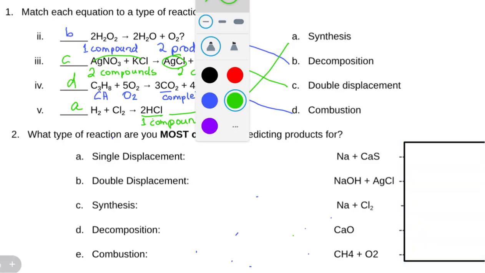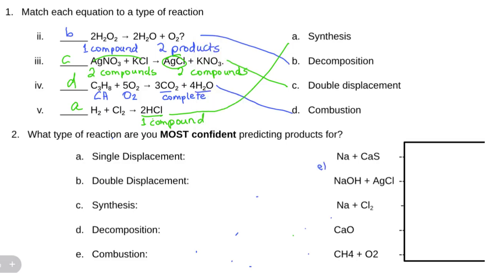We're going to see the same pattern, so let's just label these ones. So we have an element and a compound. That's the pattern we want to look for in a single displacement. Now, it's not the only type of reaction that's an element and a compound. We can also see that in some types of synthesis reactions, but it's most likely to be single displacement.